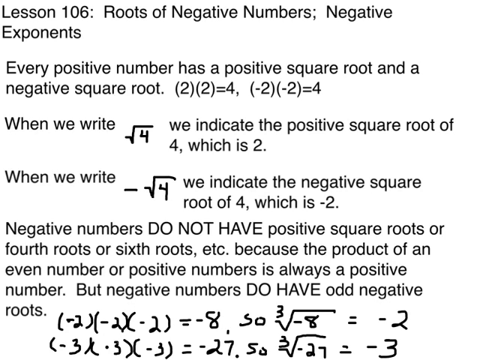I want you to listen. Negative numbers do not have positive square roots. Negative numbers do not have positive square roots, or fourth roots, or sixth roots, or eighth roots, etc. Because the product of an even number of positive numbers is always a positive number.